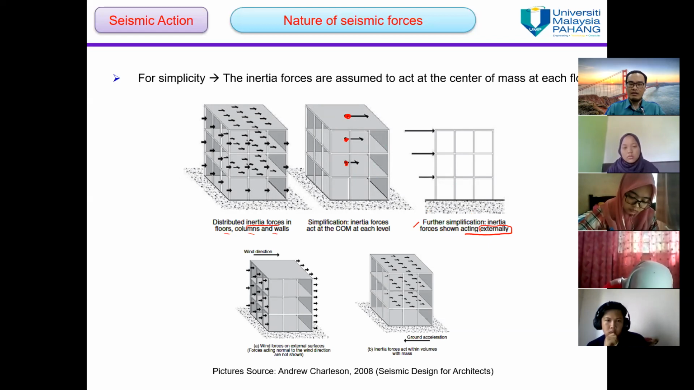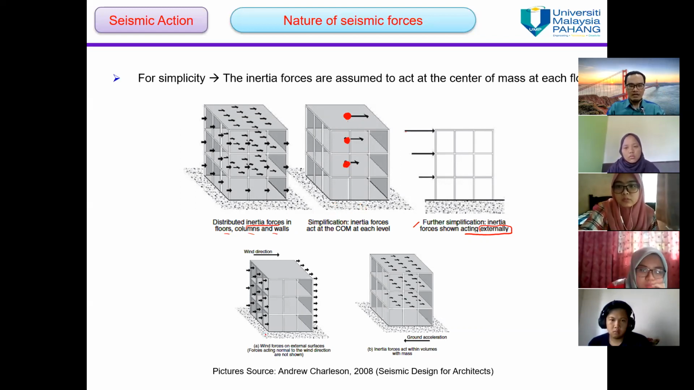In reality, it acts based on masses. Mass is the weight that comes from the dead load, the self-weight of the structural elements, and from the imposed load, and it tries to resist the horizontal movement of the ground, and it creates vibrations on the building back and forth.